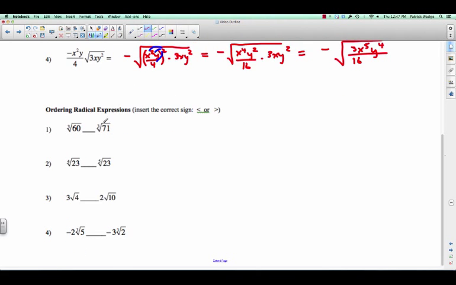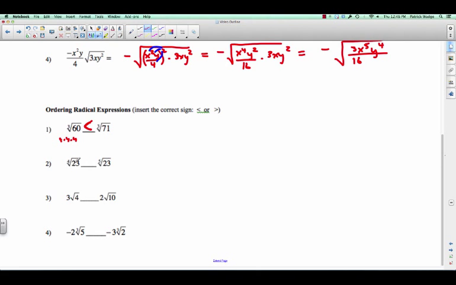Okay, these last questions, we have to say which one's bigger, which one's smaller. So, cube root of 60 or cube root of 71, which one's bigger? Well, this one's bigger. Has the same index, and a bigger radicand. If you think of it, the cube root of 60 has to be somewhere, what's 4 times 4 times 4? 4 times 4 times 4 is 64. So the cube root of 60 is less than 4. The cube root of 71 is more than 4. So this is definitely the bigger number.